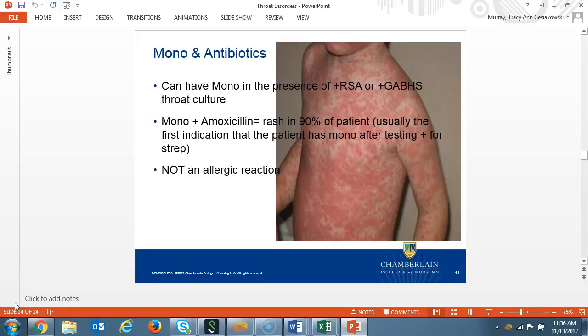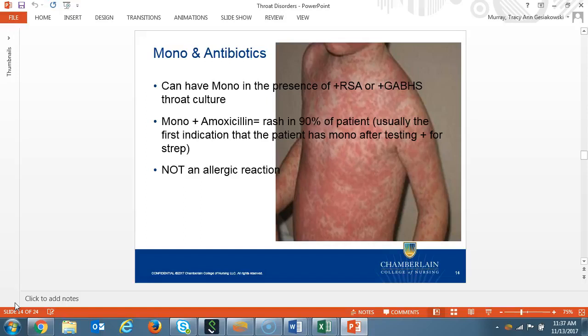Treatment of viral pharyngitis due to mono does not include antibiotics. However, there are times when mono may not be suspected, as in the case of a positive rapid strep antigen test or a group A strep positive throat culture.